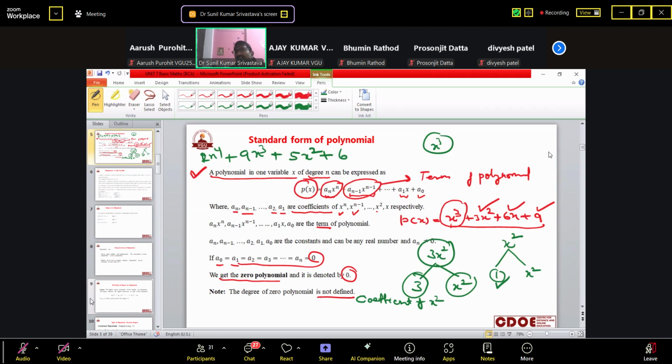An expression in algebraic terms is known as a polynomial. And a polynomial has these main components: What is the variable? What is the degree? What are the terms? What are the coefficients? The degree is the highest power present in the expression. Highest power, here x raised to the power.